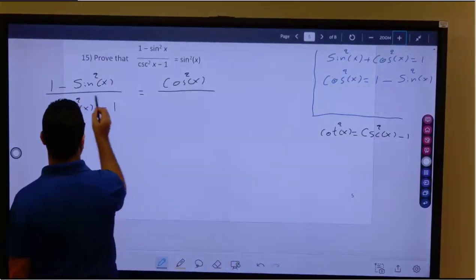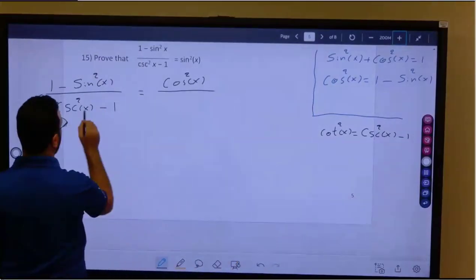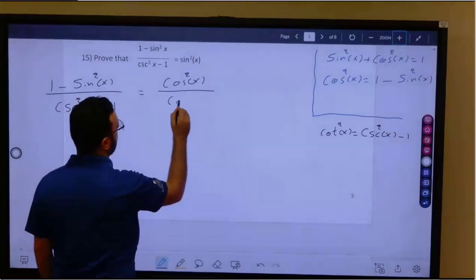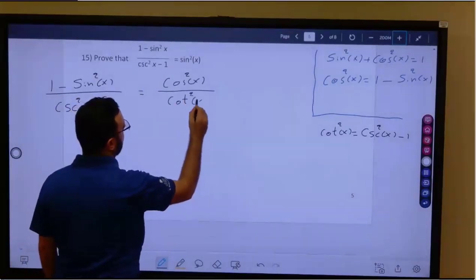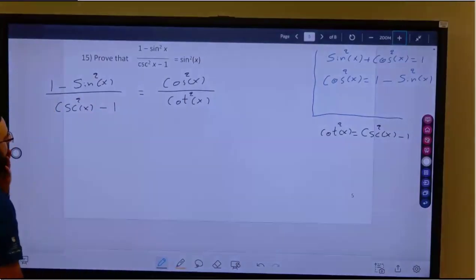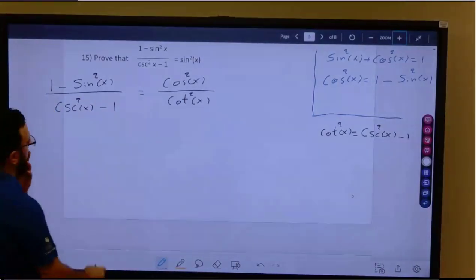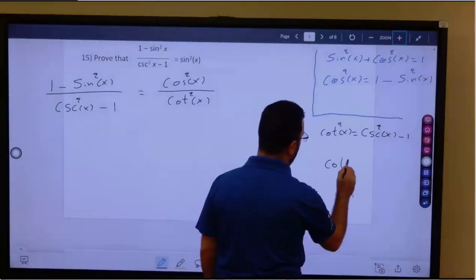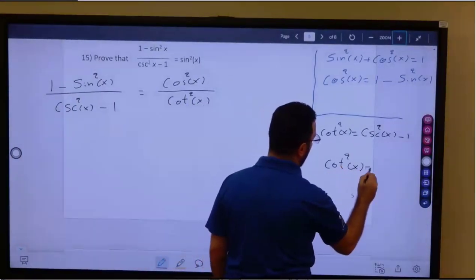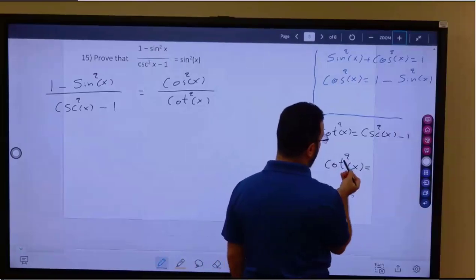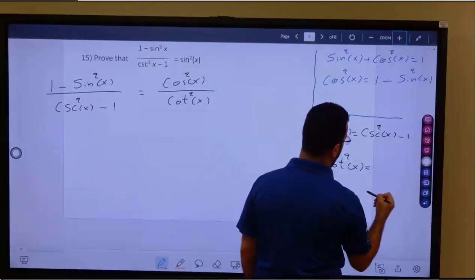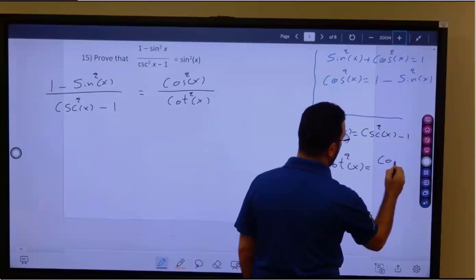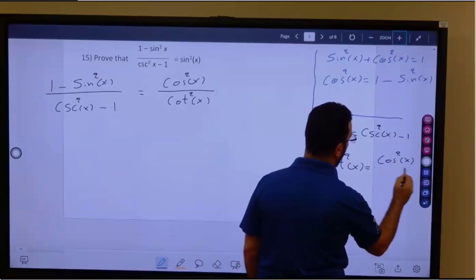So I'm going to plug it instead of this one: cosecant squared minus 1 equals cotangent squared x. Now we need to think how we're going to simplify this one. Here's another identity. We know that cotangent squared x equals, because cotangent by itself equals cosine over sine, squared, so cosine squared x over sine squared x.